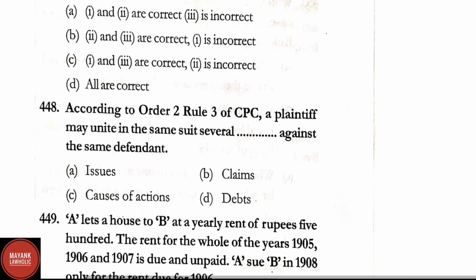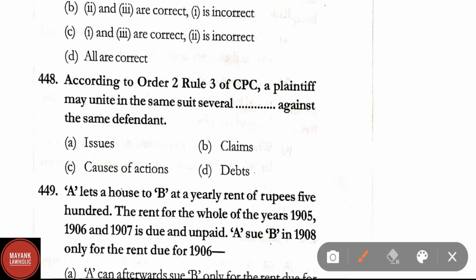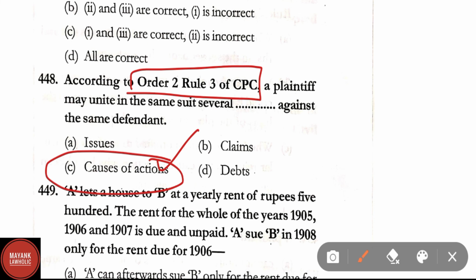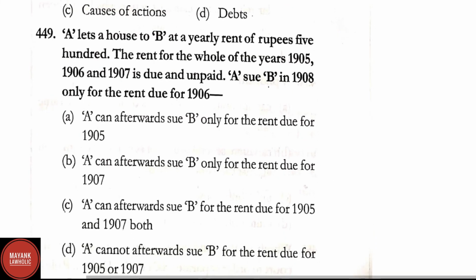Question number 448. According to Order 2 Rule 3 of CPC, a plaintiff may unite in the same suit several dash against the same defendant. Here the correct answer is option C, that is causes of action. According to Order 2 Rule 3 of CPC, a plaintiff may unite in the same suit several causes of action against the same defendant.